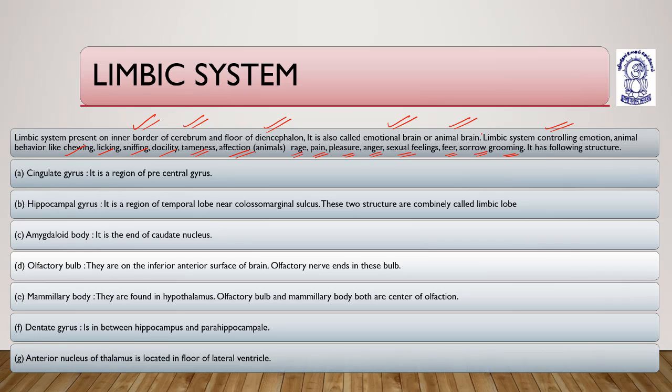It has the following structures. Cingulate gyrus. It is a region of precentral gyrus, which is the part of limbic system. Hippocampal gyrus. It is a region of temporal lobe near collateral sulcus. These two structures are combinedly called limbic lobe. So limbic lobe basically consists of cingulate gyrus and hippocampal gyrus.